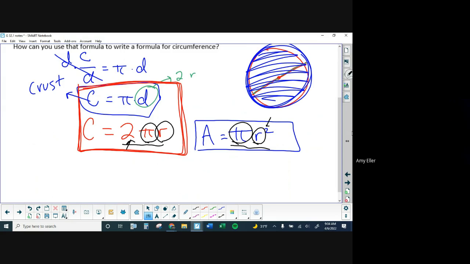So if r is 8, this is going to be 16. If r is 8, 8 squared is 64. Comes out to be a little bit different. I'm going to show you where this area formula came from. And if it doesn't quite make sense, that's okay. But I'm going to show you for 2 minutes anyway. So set your pencil down, please.